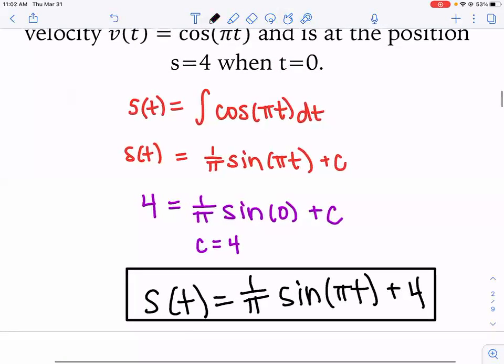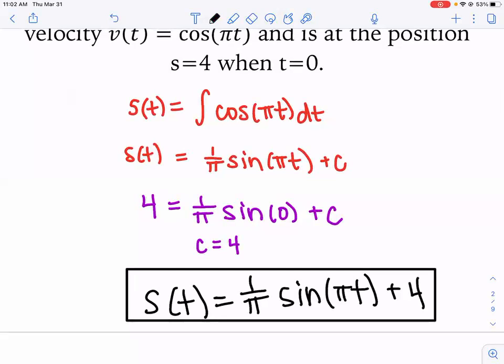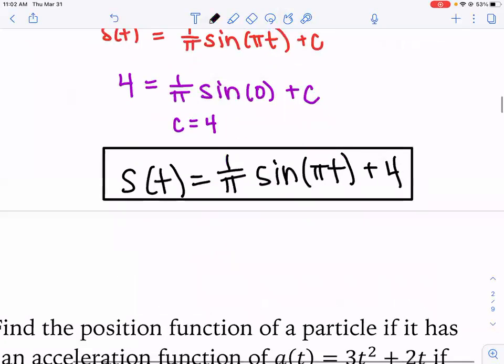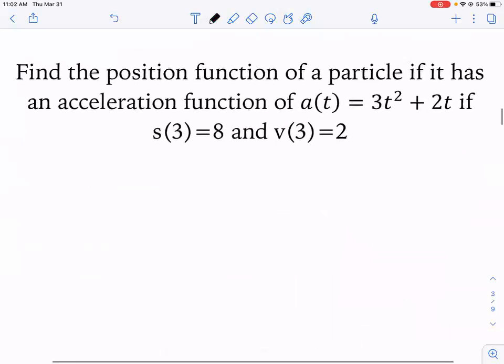Questions? Feels like kind of a review. We just attached names to our equations, right? All right, so let's do this one. I want the position function of the particle if our acceleration function is this, and we know the position at 3 is h, the velocity at 3 is 2. Okay, go ahead and write it down, and then we're going to talk through what we need to do.